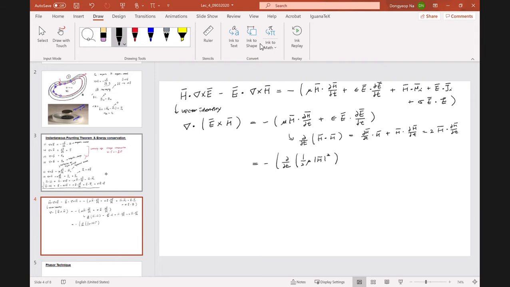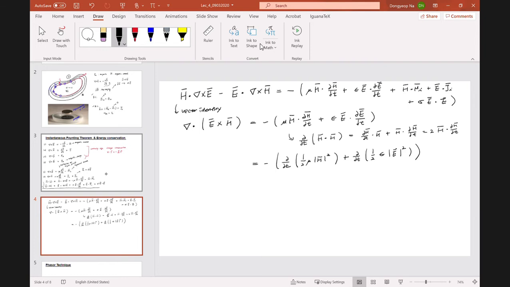In the same manner, we can derive the other term this way: 1/2 permittivity times the absolute value of the electric field squared. Again, there is no source and there is no conduction current.